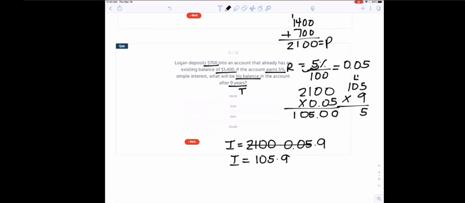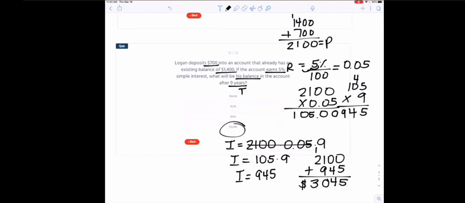9 times 5 is 45. 9 times 0 is 0 plus 4 is 4. And 9 times 1 is 9. So interest earned is $945. And now I'm going to add that to my principal. So 0 plus 5 is 5, 4, 1 plus 9 is 10, carry the 1, $3,045.